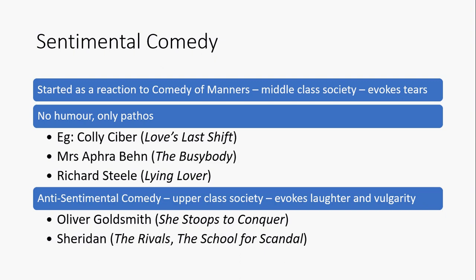Within the same period, we also have anti-sentimental comedy. This, like the comedy of manners, goes back and depicts upper class society, but here it invokes a lot of laughter. And again, like the comedy of manners, there is a lot of vulgarity in these comedies. Two famous comedians of this period are Oliver Goldsmith and Richard Sheridan, and their plays are given as examples on your screens: Goldsmith's She Stoops to Conquer, and Sheridan's two plays, The Rivals and The School for Scandal.